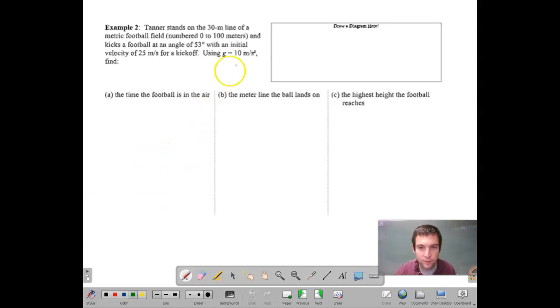Alright, so the very first thing we need to do is draw this out, because all of those words can be kind of confusing. But if you draw it out, hopefully you'll be able to pick up something. So let's see what we've got. Standing on the 30-meter line, so that's going to be the 30-meter line right here. And then the ball is kicked at an angle, so it's going to go up and then come down, right?